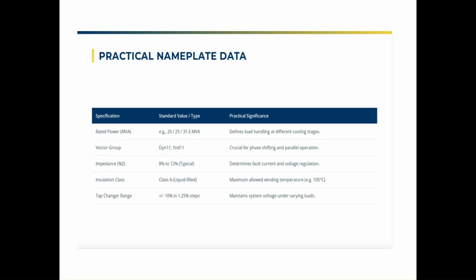Similarly, the vector group, crucial for our phase shifting and parallel operation. And next is the impedance. It also determines what will be the fault current and voltage regulation, the insulation class, and tap changer range. At what percentage it can maintain the system voltage when the incoming voltage changes, and under varying load conditions.